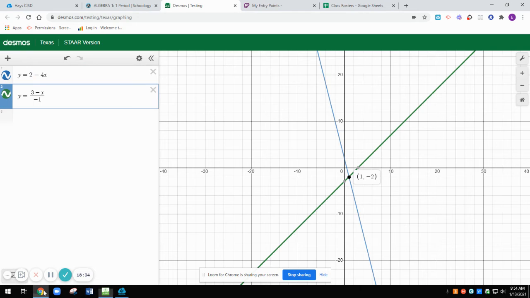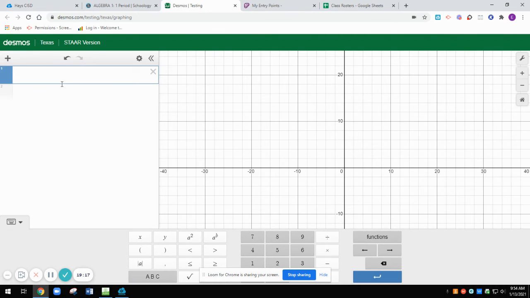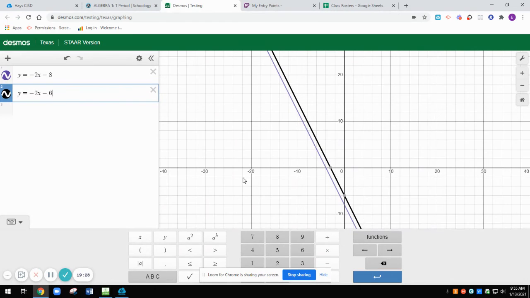But you can always go to Desmos if you forget that and type it in. So we have Y equals -2X minus 8. Y equals -2X minus 6. Those lines are parallel and they're never going to cross, so there is no solution.